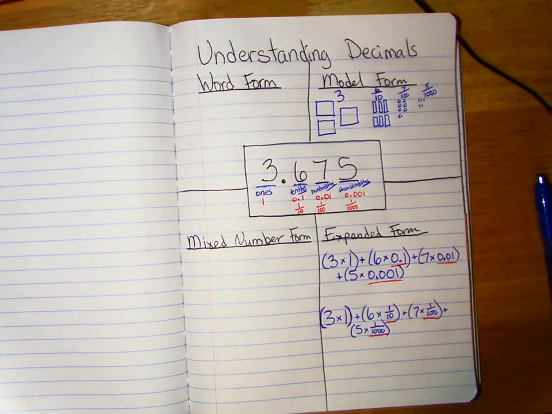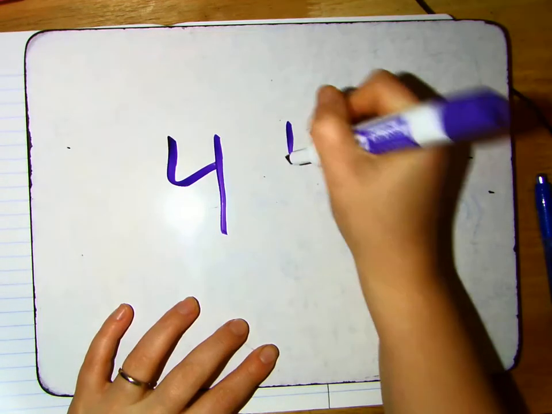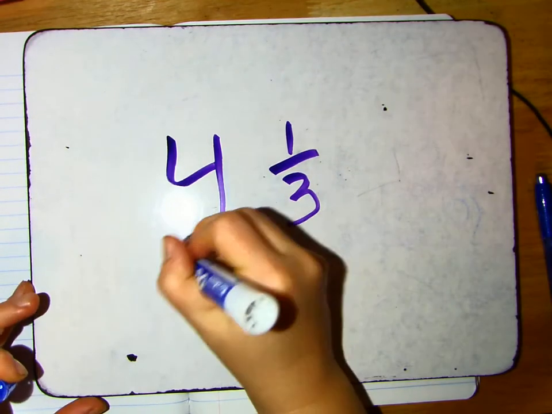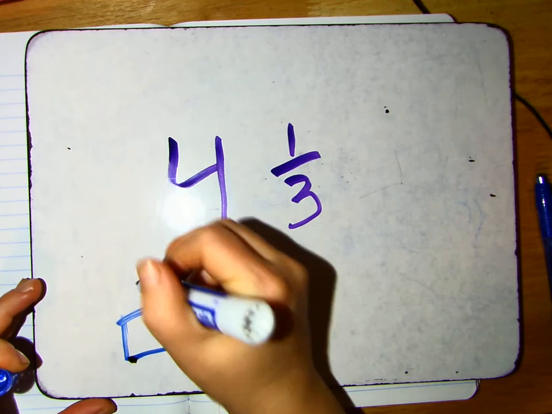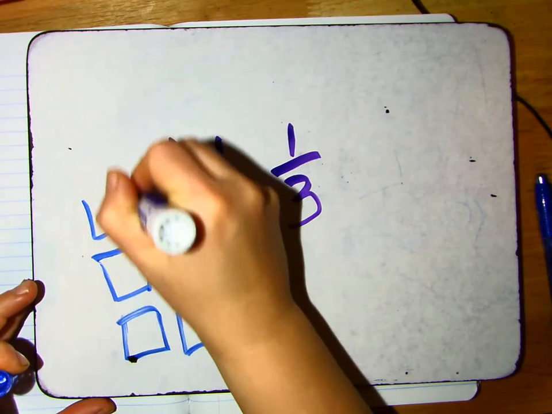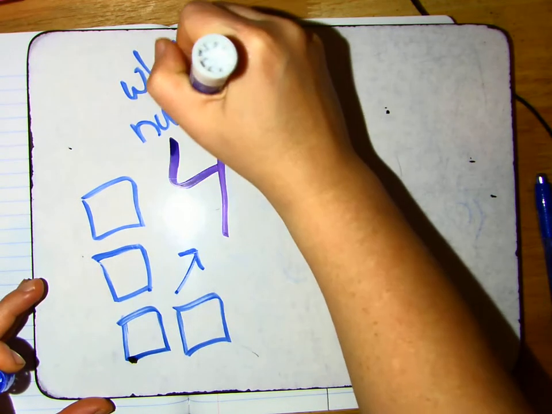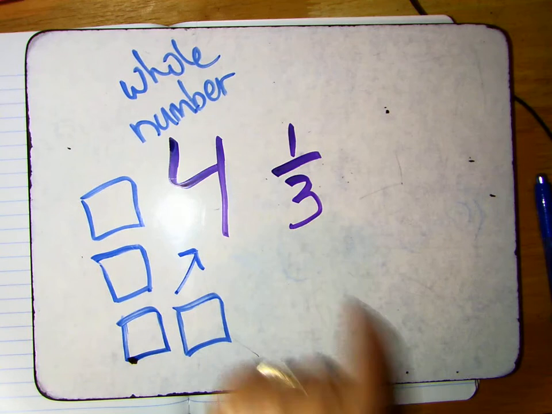Let's think about what we already know about mixed numbers. You probably brought some mixed number knowledge with you from 4th grade. In 4th grade, you knew that I could have numbers that look like this, 4 1/3. The 4, that's your whole number. We could draw out 4 of something. There's 4 squares. This is my whole number. But it's more than just 4, it's 4 1/3.